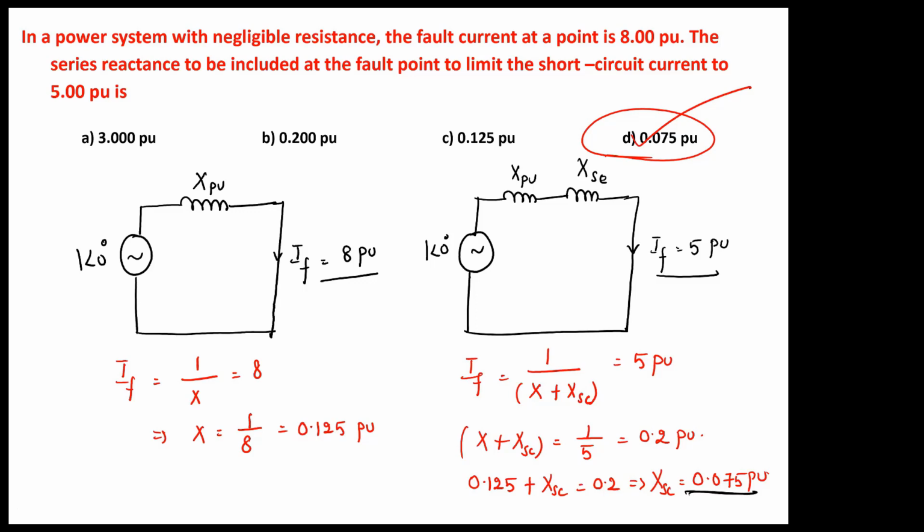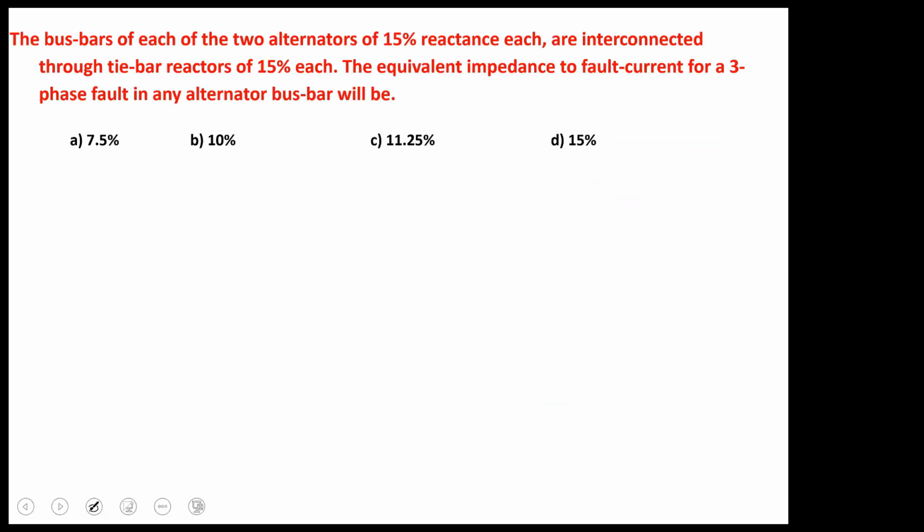Yes. The trick is how to model an unknown system. Unknown system, you always model it as a Thevenin's voltage in series with the Thevenin's impedance. So again, if you understand, there are two alternators that are connected by a bus bar. So the circuit will be, this is one alternator that is connected to one bus. This is one more alternator that is connected to one more bus. And these two buses are interconnected through a reactor.